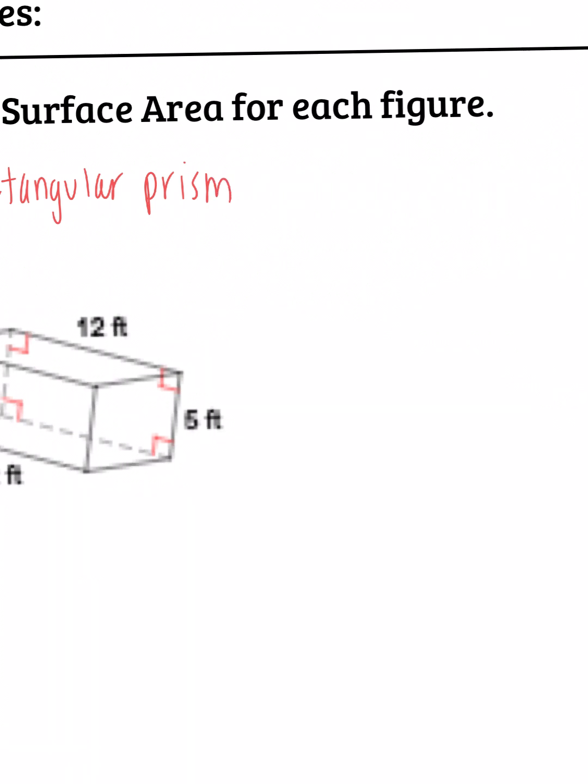This can feel overwhelming because there are so many pieces to our formula. If you remember, our surface area is 2B plus Ph. That's ultimately what we're trying to find. So what I want to do is go through some steps. The first step is you want to identify the shape of your base.